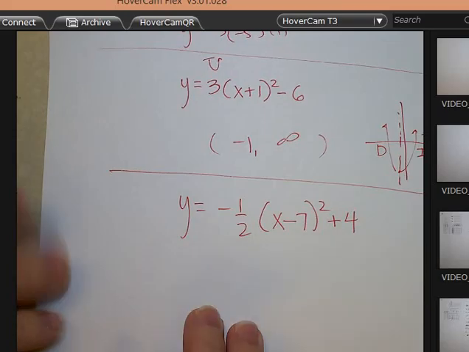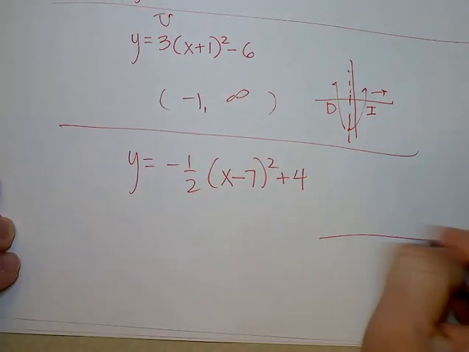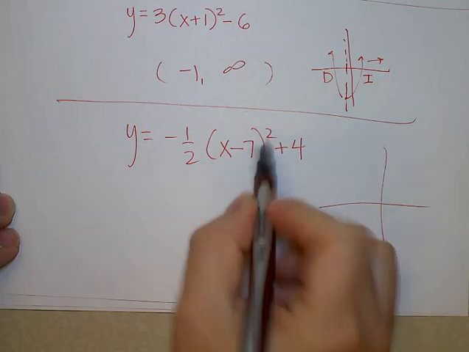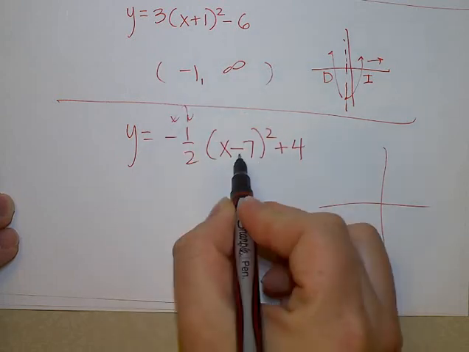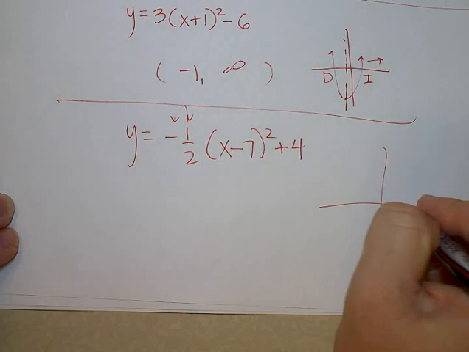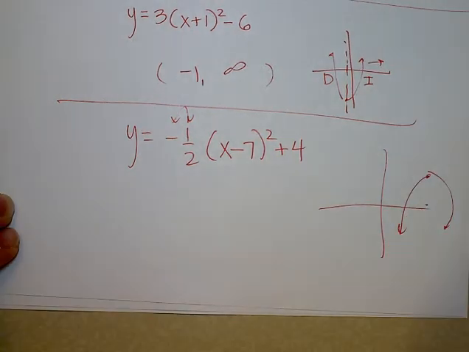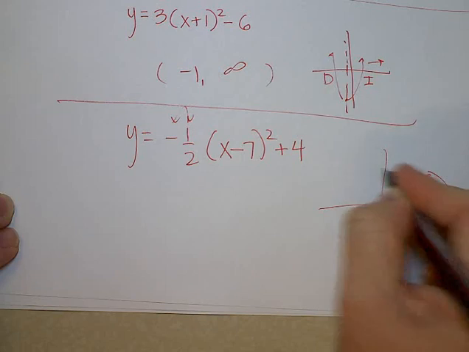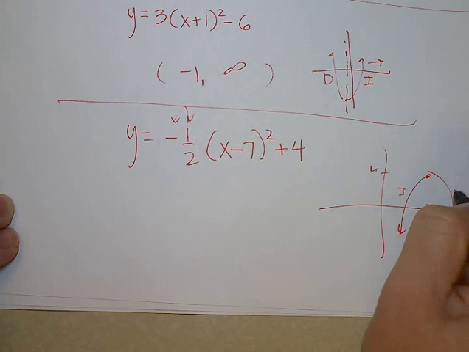Same concept as we did with the last problem. I'm going to do a quick sketch. Okay, I have a parabola. It opens downward since this number out front is negative. Vertex of +7, +4. So +7, +4 is here, and it's opening downward. So from left to right, I'm increasing, and then I'm decreasing.